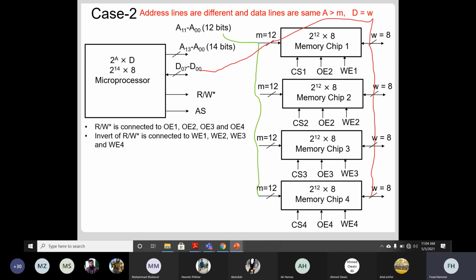Yes, sir. So now A11 to A00, these are 12 bits. And the memory address lines are also 12 bits. They are the same. We are connected.